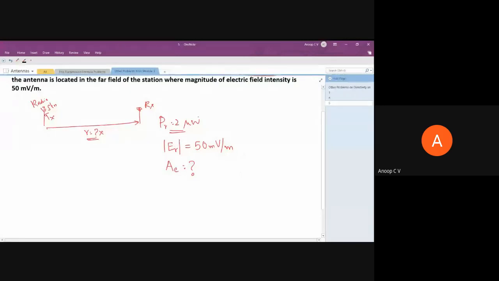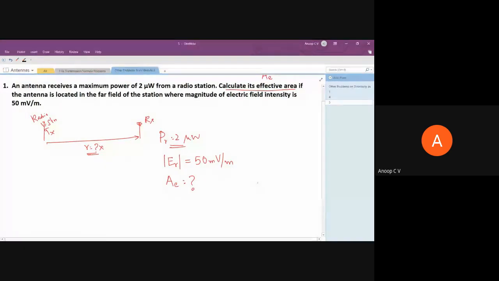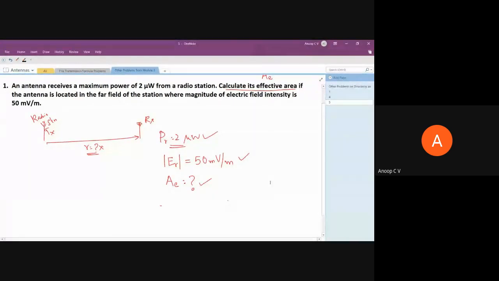Okay, fine. So all of you understood the question, right? The question is: received power is given, and also the magnitude of field intensity is given. You have to find the effective aperture. So for that, we'll just have a quick recap.